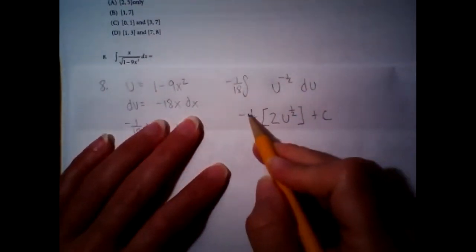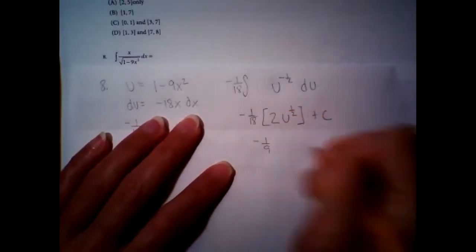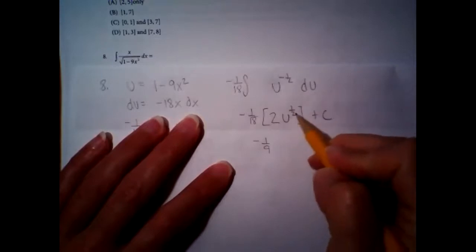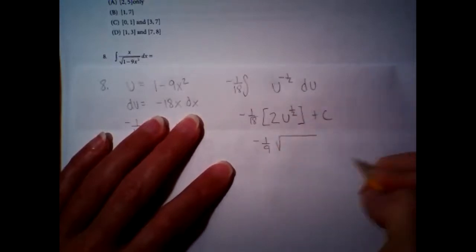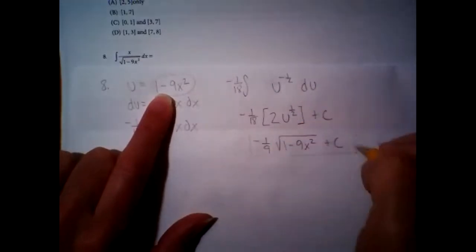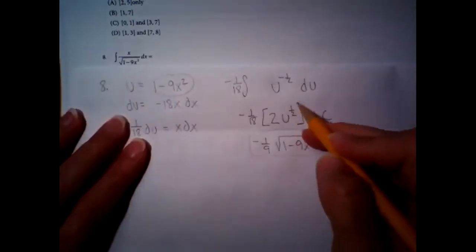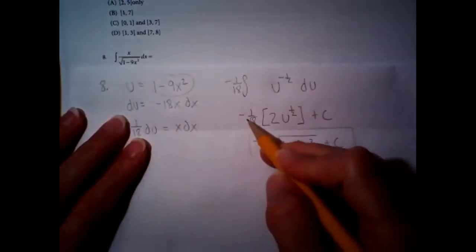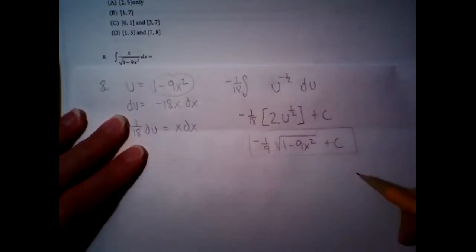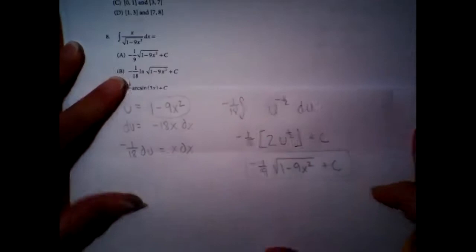So negative 1/18 times 2, that would be 2/18, which would be a 9th. u to the 1/2 means square root, and u is this. It always sounds like I don't know my grammar when I'm saying this. Anyway, you put the 1 minus 9x squared back in. It was a square root because of the 1/2. Just multiplying these together gives you -1/9, and that is your answer. So that one is, what is that, A.